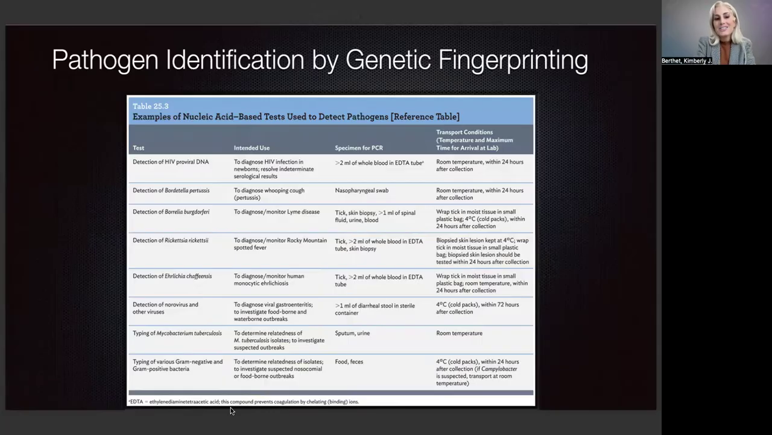Okay, let's go ahead and look at genetic fingerprinting. Genetic fingerprinting has to do with microorganisms themselves, whether that be viral or bacterial. We have things that we can identify on them. So we can take a specimen for PCR and work with that specimen to amplify it. Let's say a COVID test, for example.